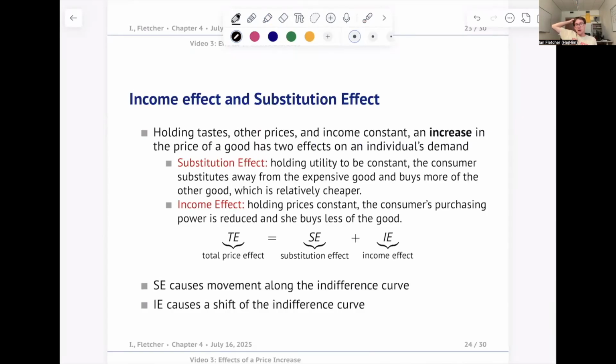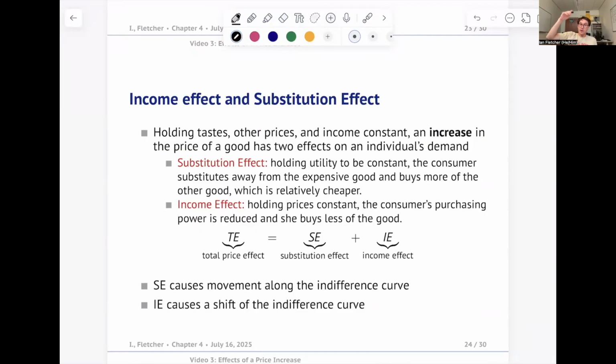Holding tastes, other prices, and income constant, an increase in the price of a good has two effects on an individual's demand. For normal goods, an increase in price causes a substitution effect. Holding utility constant, the consumer is going to substitute away from the expensive good and buy more of the other good, which would be relatively cheaper. But the income effect is, holding prices constant, the consumer's purchasing power is reduced, and so she's going to buy less of both goods. And so now there's this thing called the total price effect, which comes from the substitution effect and the income effect.